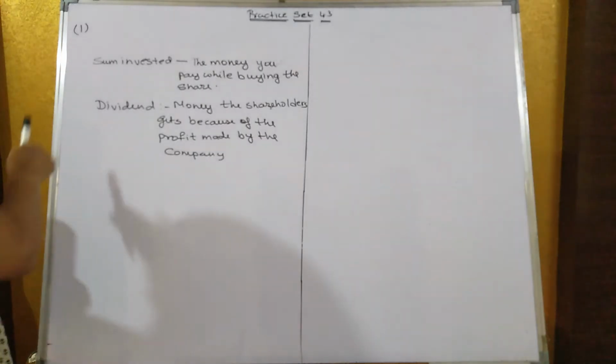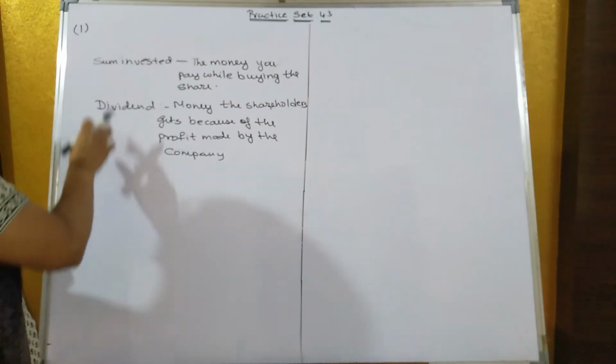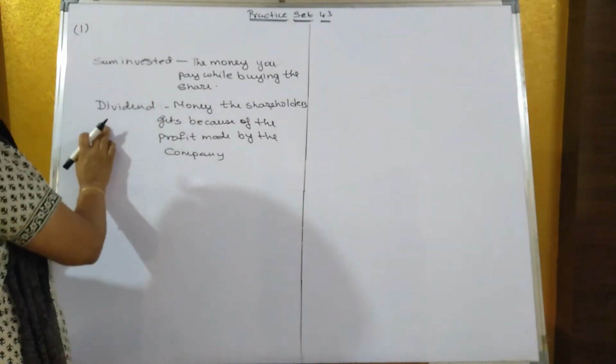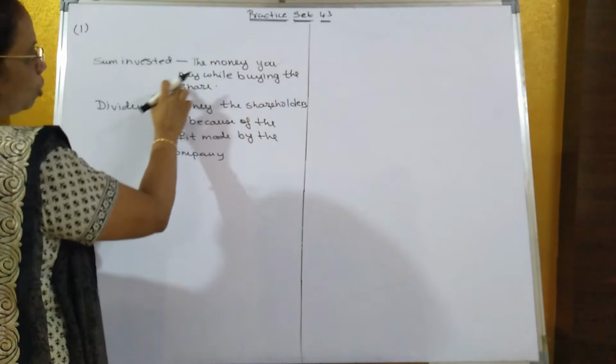Before you start sum number 1 of practice set 4.3, you must understand these two words. Sum invested is the money you pay while buying the share.